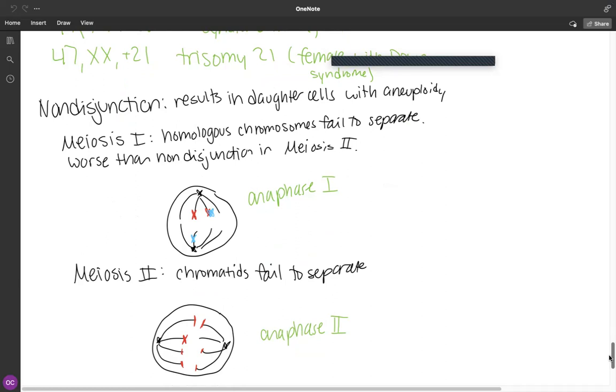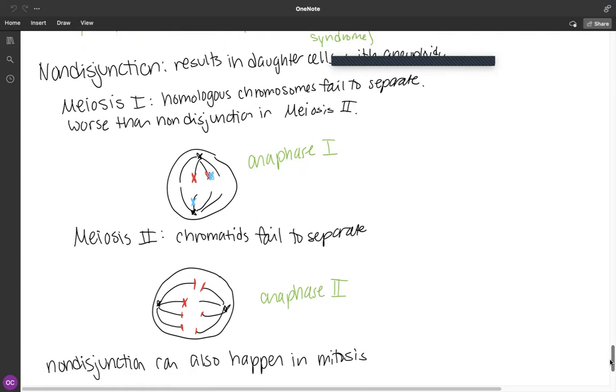So how does aneuploidy happen? The mechanism in which it happens is non-disjunction, which results in daughter cells with aneuploidy. So non-disjunction is when the chromosomes or the chromatids fail to separate. And there's a couple of forms of this. We focused primarily on meiosis, but it can happen in mitosis. But we're talking about these diseases that can be caused by non-disjunction. So we're focusing on meiosis.